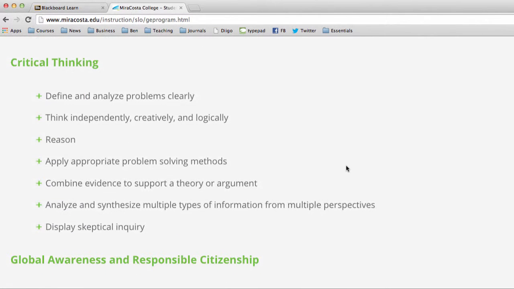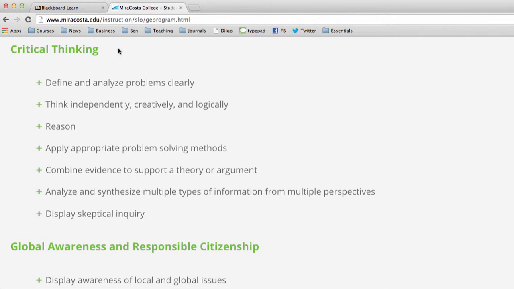Next category is critical thinking. Same thing, we would not write about critical thinking in general. We would pick a particular critical thinking skill. And in some of these, we would even break them down further. So for example, this second bullet point says think independently, creatively, and logically. One of those three would be enough for a blog post or a topic sentence. So thinking independently, or thinking creatively, or thinking logically.